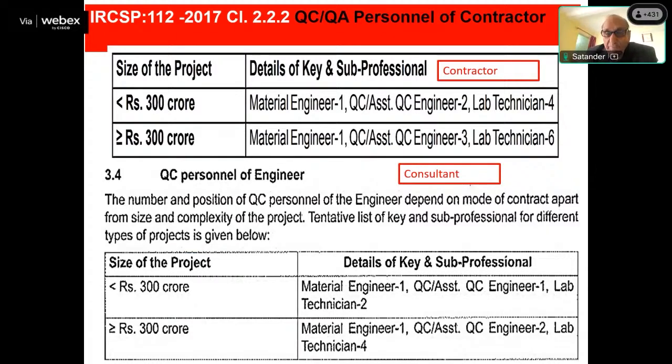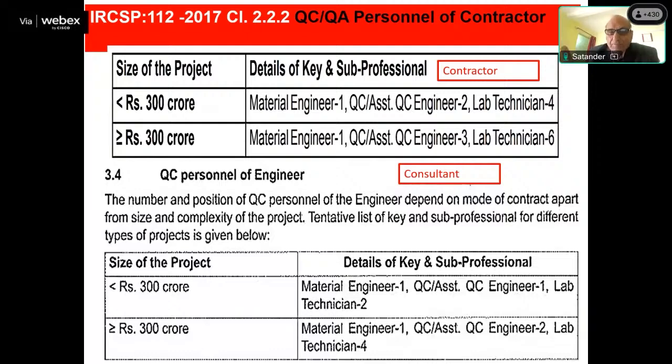Staff is everything. If we fulfill this, I think we can assure our quality will be good. For example, the contractor: if the project cost is less than 300 crore, he should have one material engineer, two quality control engineers, four technicians. If the project is more than 300 crore, same, only lab technicians should be six, 50% more staff.